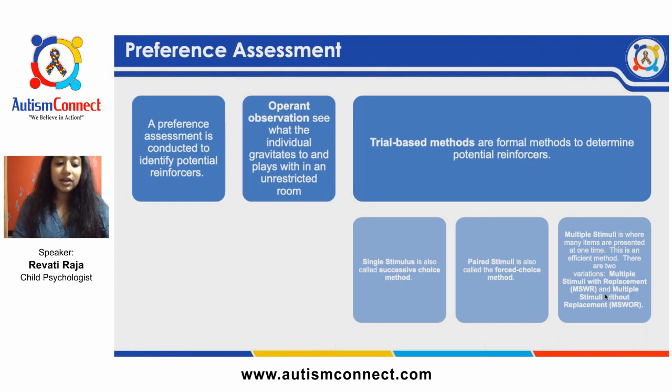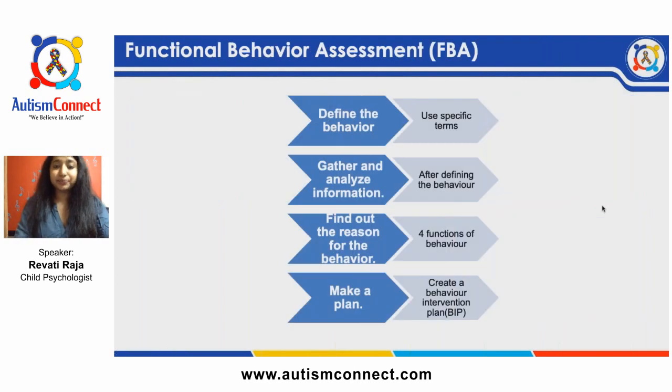Then there is the without replacement one. The number of items that you have presented to the child starts to decrease, because you take away the ones that the child does not play with, and it goes down to basically just one in the end. Of all of these methods, the quickest is the multiple stimuli without replacement. Now we go to the next one, the FBA.